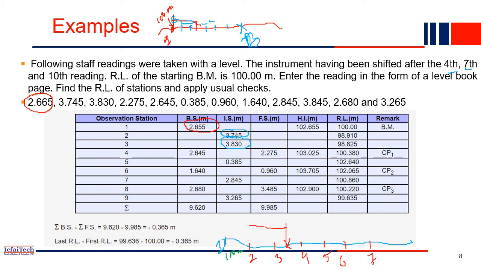So first we have taken the back side at 1. So this is our first reading, 2.655. Next, you have taken the intermediate side at 2, then at 3, and then the fourth reading is this one, that is basically the fore side at 4. So this one is the fore reading. Then you shifted the instrument from this position to maybe this position you came. So now first you take the back side, is it not? And then you take the intermediate side. So like that, we have to fill the tables.